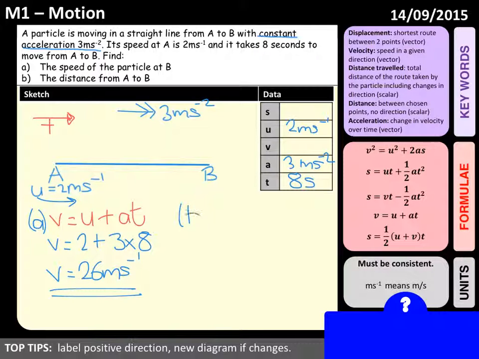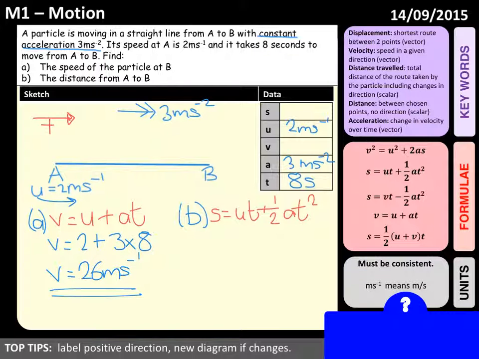Part B. I'm going to try not to have to use the data that I calculated in part A, just in case I made a mistake. That way I'm only going to make a mistake in one part. So I'm going to only deal with U, A and T, which I know, and I'm asked to find the distance, so that's going to be the displacement S in this case. So I'm looking for a formula involving S, U, A and T. Again, looking at the formulae box, we're going to have S equals UT plus a half AT squared.